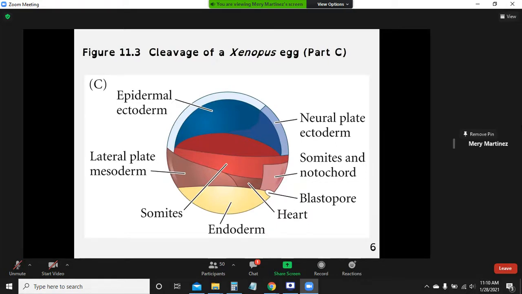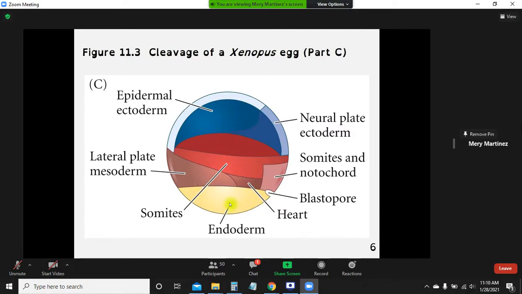Okay, so we are just on the third cleavage here, and we can see right away a little bit of a fate map. Okay, so the animal hemisphere cells will give rise to the ectoderm. This is our ectoderm, always in blue.